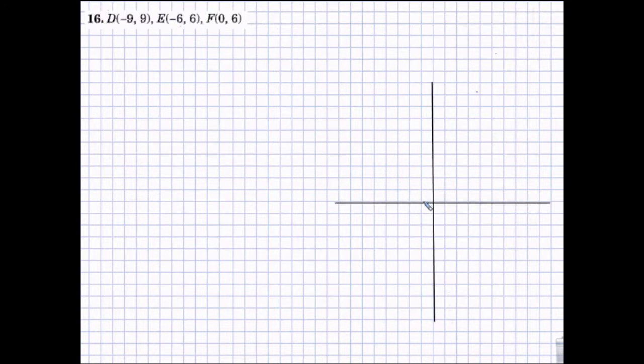Again, we'll start with graphing. 8, 9, and then up 9. 1, 2, 3, 4, 5, 6, 7, 8, 9. The -6, 1, 2, 3, 4, 5, 6. 1, 2, 3, 4, 5, 6. And then 0, 6. Okay, this is going to give us an obtuse triangle.